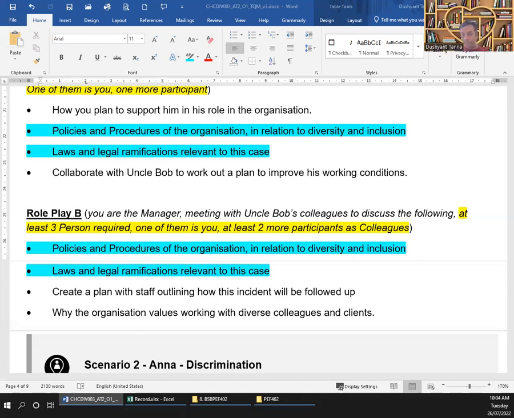Okay, just to be clear on the scenarios, we will have to do both role plays. Is that correct? Yep. Okay, thanks. In the first role play, A, there are 2 participants. So if Frederick and Faze, for example, are good friends, then Faze will act as manager and Frederick will act as Uncle Bob. And then you swap the roles.